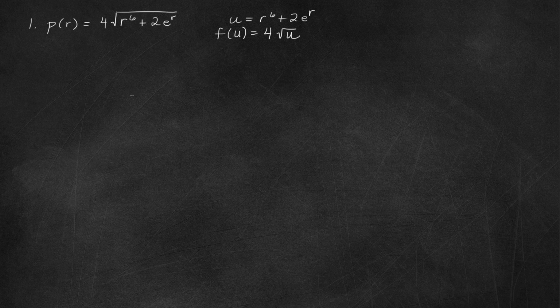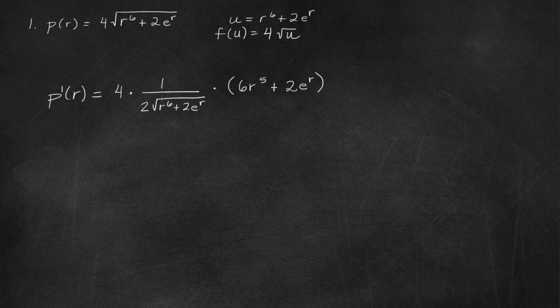Or what I prefer to do in my head when I'm working this out is to say this is 4 times the square root of stuff. And I know that the derivative of square root stuff is 1 over 2 root stuff times derivative of stuff. And then we're just multiplying it by 4. So it's 4 times 1 over 2 root stuff times the derivative of the stuff. So the derivative of the stuff is 6r to the power 5 plus 2 times e to the power r.